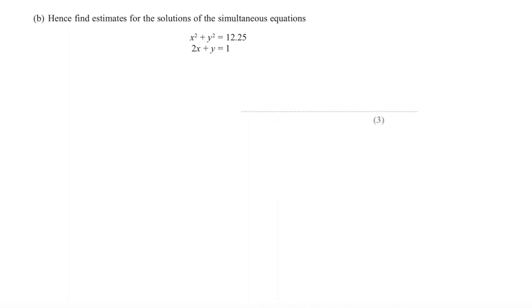Question 16b. Find the estimate for the solution of the simultaneous equations x squared plus y squared equals 12.25 and 2x plus y equals 1. The first thing I'm going to do is label the top equation number 1 and the bottom equation number 2. Now I'm going to rearrange equation number 2 to make y the subject. To do this, I'm going to subtract 2x from both sides. So 2x plus y equals 1, subtract 2x from both sides, and we have y equals 1 minus 2x.